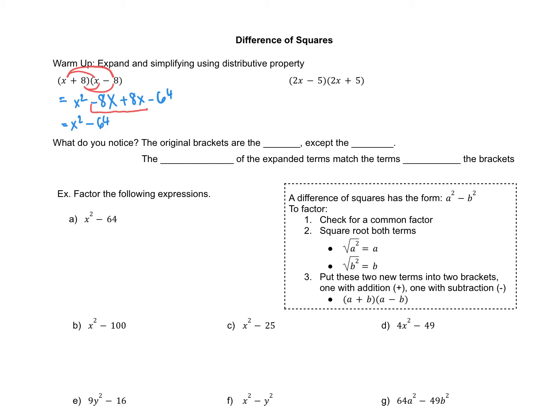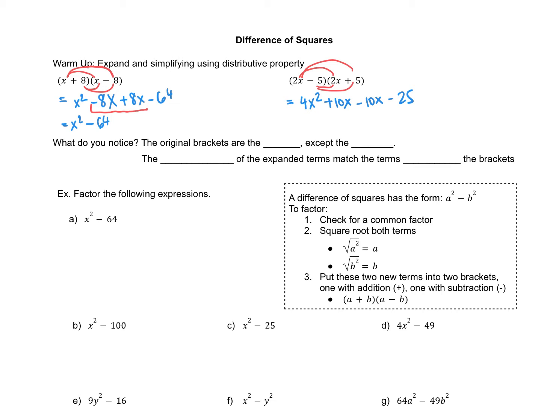Let's do our next one, and then we'll make a little observation. So this time we're going to multiply the 2x into the second bracket. So 2x times 2x is 4x squared. And then 2x times positive 5 is 10x, because 2 times 5 is 10. Now we're going to take the negative 5, being careful with the sign, and multiply it in. So negative 5 times 2x is negative 10x, and negative 5 times positive 5 is negative 25.